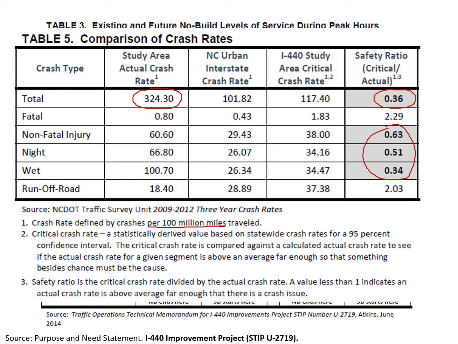For other North Carolina urban interstates, it's 101.82. And if we look at the critical crash rate, it's 117. And so we can divide the critical crash rate by the actual, and that's what the safety ratio is. And so that's why overall we have a lot more crashes than what we would expect. So it indicates that there is a statistically significant crash problem.